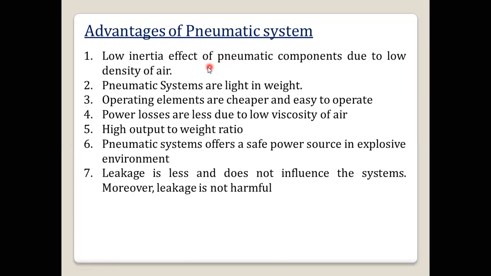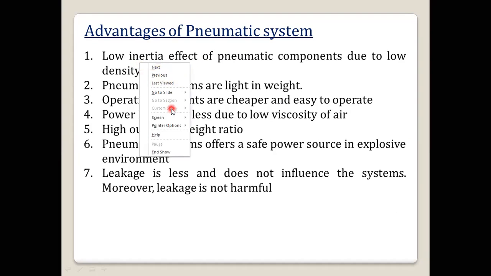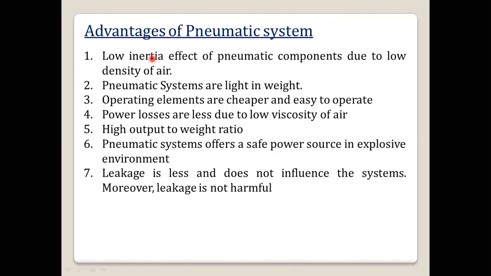Then, what are the advantages of the pneumatic system? Pneumatic systems have a low inertia effect. Why? Because of the low density of air. Then pneumatic systems are light in weight. Then the operating elements are cheaper and easy to operate.